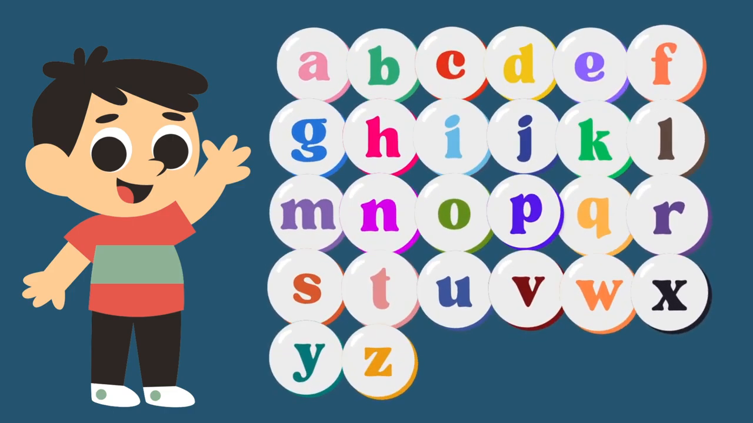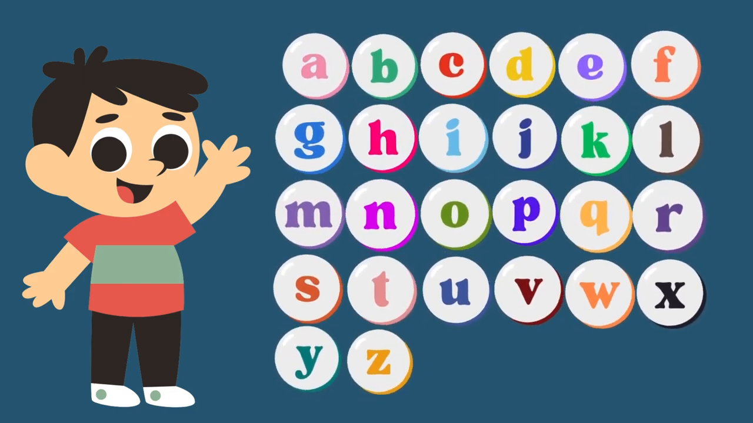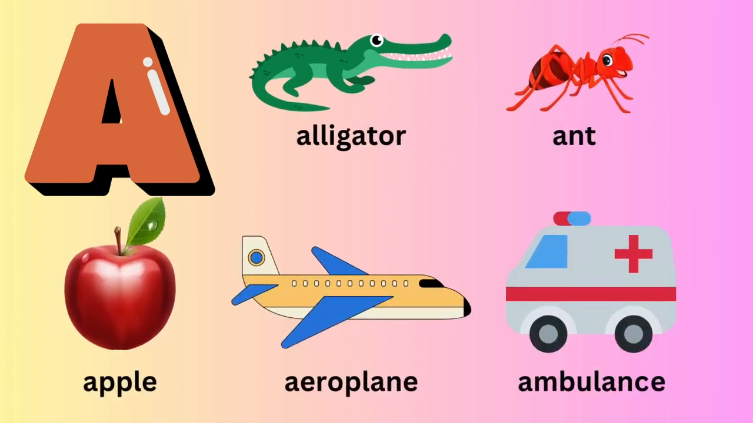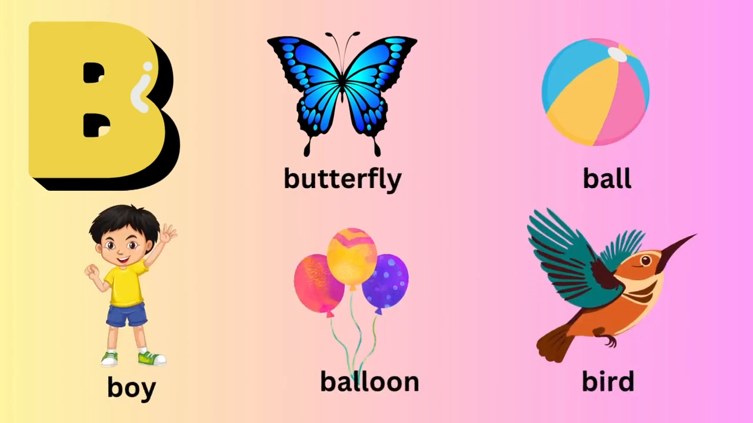Today we learn alphabet A to Z. A is for alligator, ant, apple, aeroplane, ambulance. B is for butterfly, ball, boy, balloon, bird.